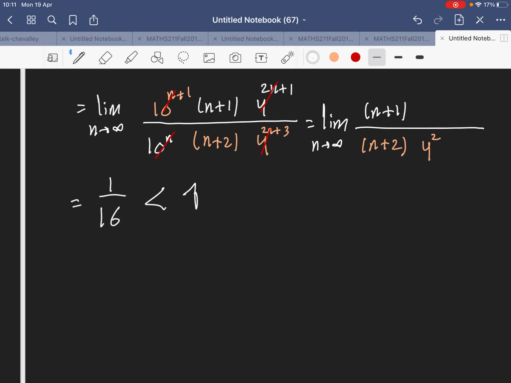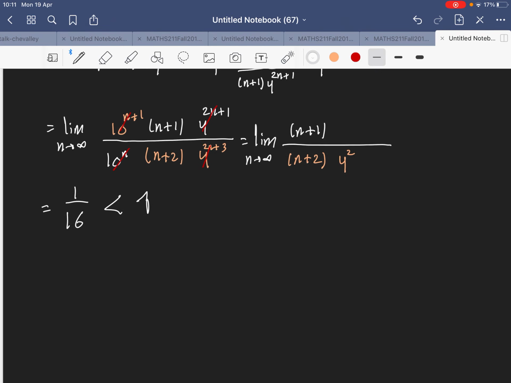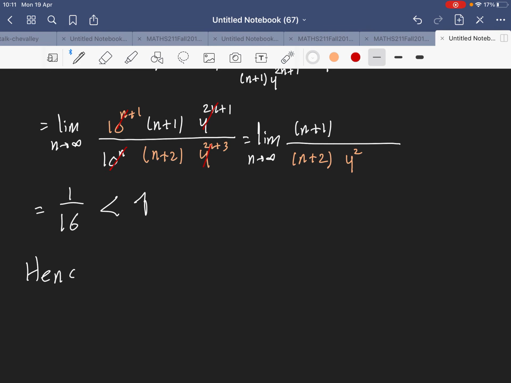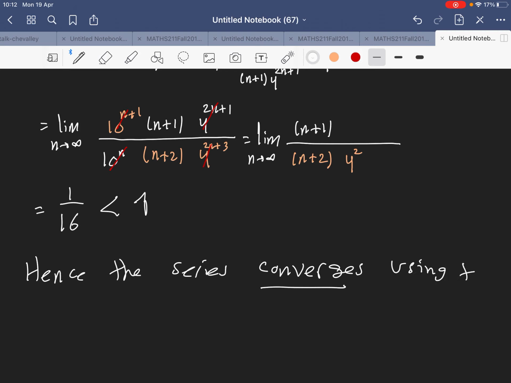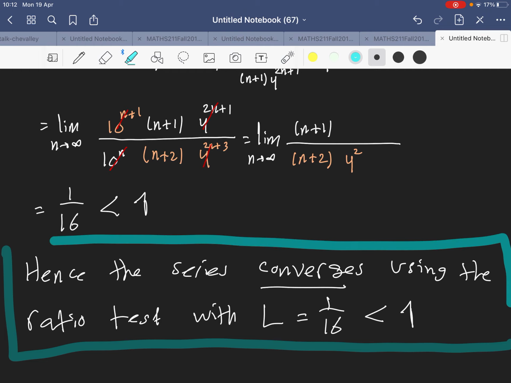Now if it's less than 1, what will we do? We will simply go back and write hence the series converges using the ratio test with limit equal 1 over 16 less than 1. You have to write this one as it is. It's very important you write your reasoning as required.